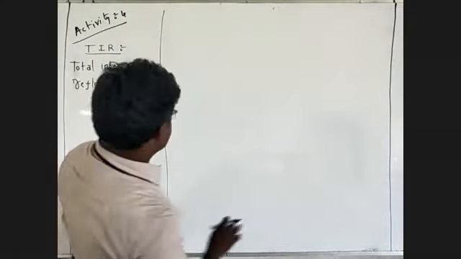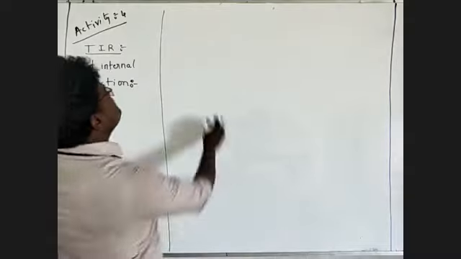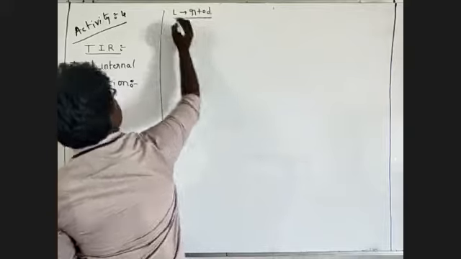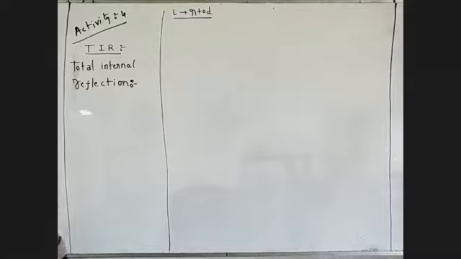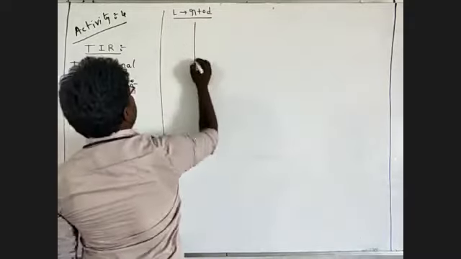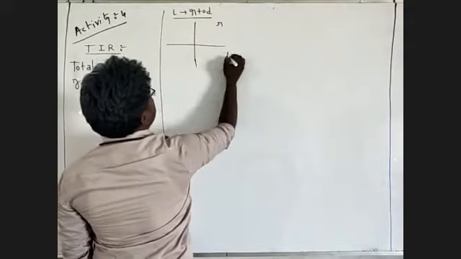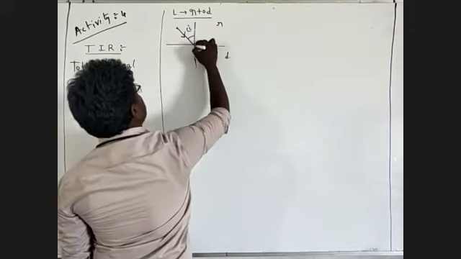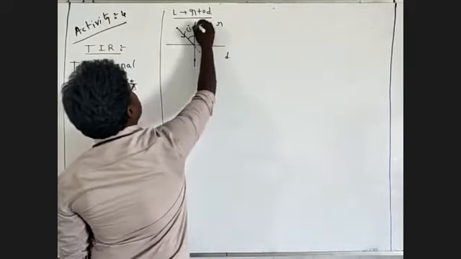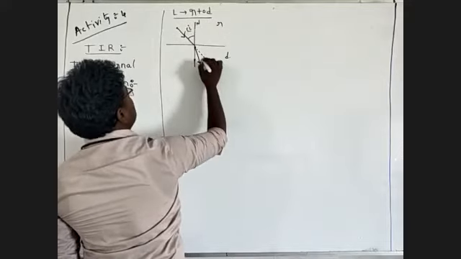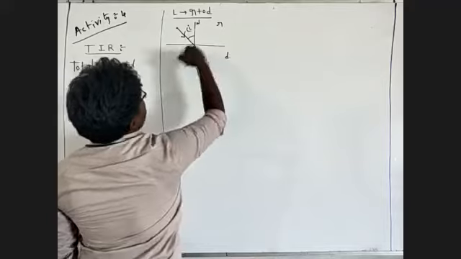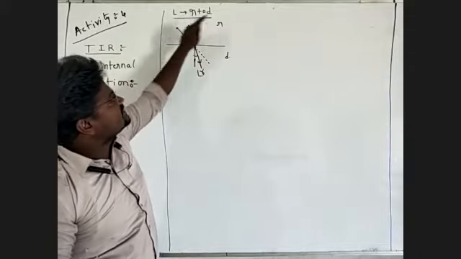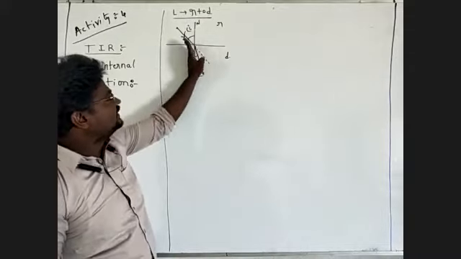Now we know the condition. Light travels from a rarer medium to a denser medium. What will happen? This is the rarer medium, and this is the denser medium. This is a beam of light traveling towards another medium. This is the angle of incidence, the actual direction of the incident ray. That incident ray is refracted, bent towards the normal, because this is the angle of refraction. So the refracted ray bends towards the normal when light travels from a rarer medium to a denser medium.